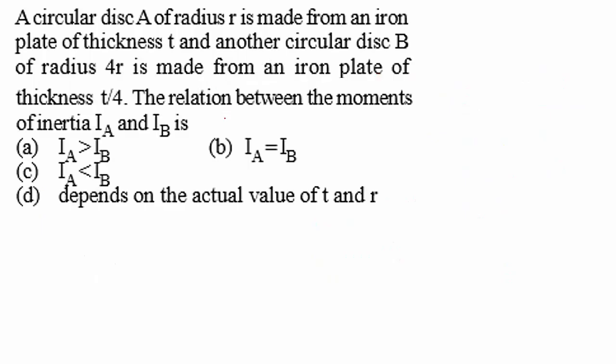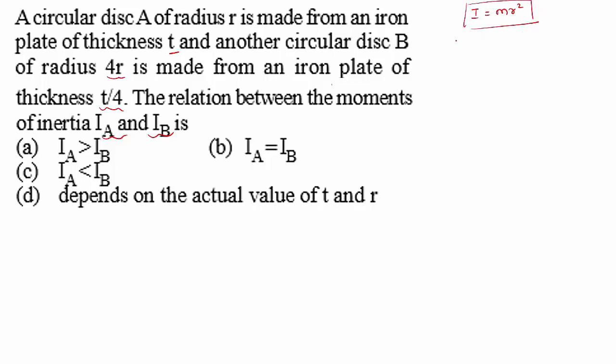A circular disc A of radius r is made from an iron plate of thickness T, and another circular disc B of radius 4r is made from an iron plate of thickness T by 4. The relation between the moments of inertia IA and IB is? In class 11, system of particles and rigid body, there you studied moment of inertia. So moment of inertia is given by the equation I equal to mr square. This equation you can remember here.